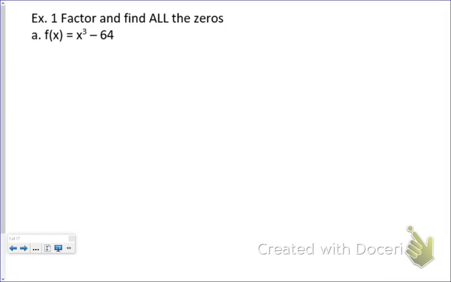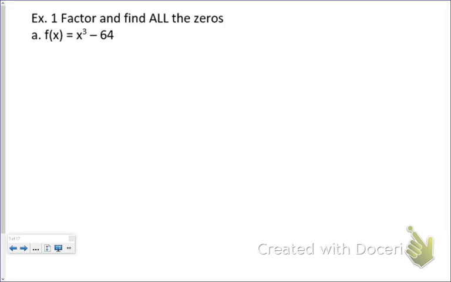Hi guys, so today we're going to look at finding more zeros besides just our rational zeros. Until this point we were just finding rational zeros, which were kind of our nice pretty numbers. Today we're going to look at finding irrational zeros, like those that have square roots, and imaginary numbers, like the square root of a negative.